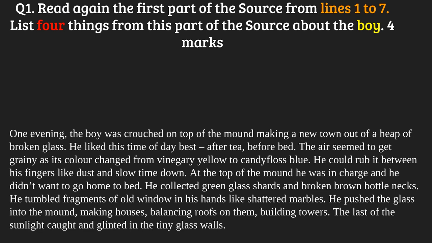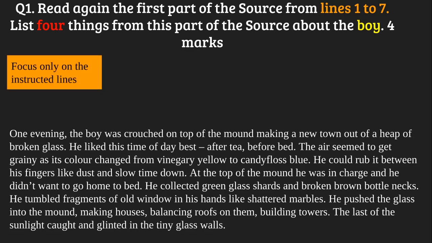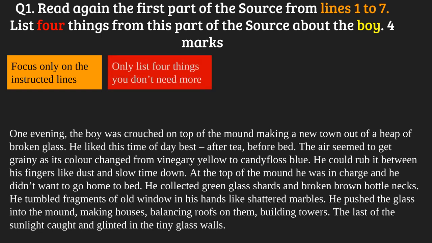So just the key things to pick out from the question, and the most important things to do with that question then are, we focus only on the instructed lines. It doesn't matter if you pick something from line 9 that is correct. You won't get marked for it because you've not done the question correctly. The question's asked you to focus on lines 1 to 7. So only focus on those lines. Okay? It wants 4 things. So you don't need to list more than 4 things. Just get those 4 things down on the page.